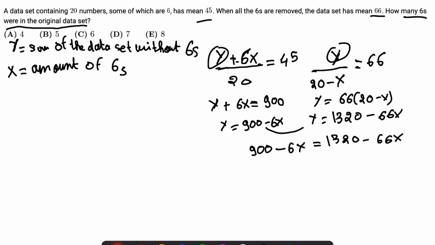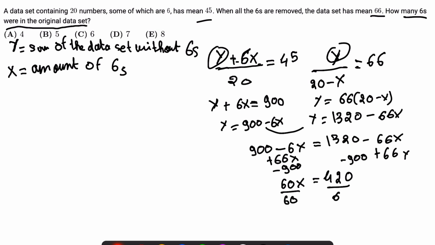Now I'm going to solve for x. I'm going to add 66x to both sides. I'm going to subtract 900 from both sides. So negative 6x plus 66x, that's going to be 60x. 1320 minus 900, that's going to be 420. So I have 60x equals 420. Then to solve for x, I divide by 60. 420 divided by 60 is 7, since 6 times 7 is 42. So the amount of 6s is 7, and that is option D.